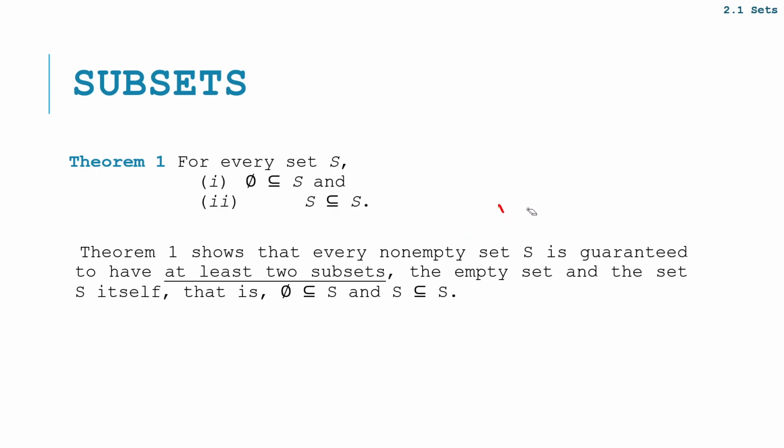for every non-empty set S is guaranteed to have at least two subsets. So if your S is not an empty set, okay, it's a set with an element, you are already guaranteed to have at least two subsets. The first of those subsets would be the empty set or the null set, and the second is the set S itself. That is, the empty set is a subset of S, and S is a subset of S, represented by this theorem that we have here.